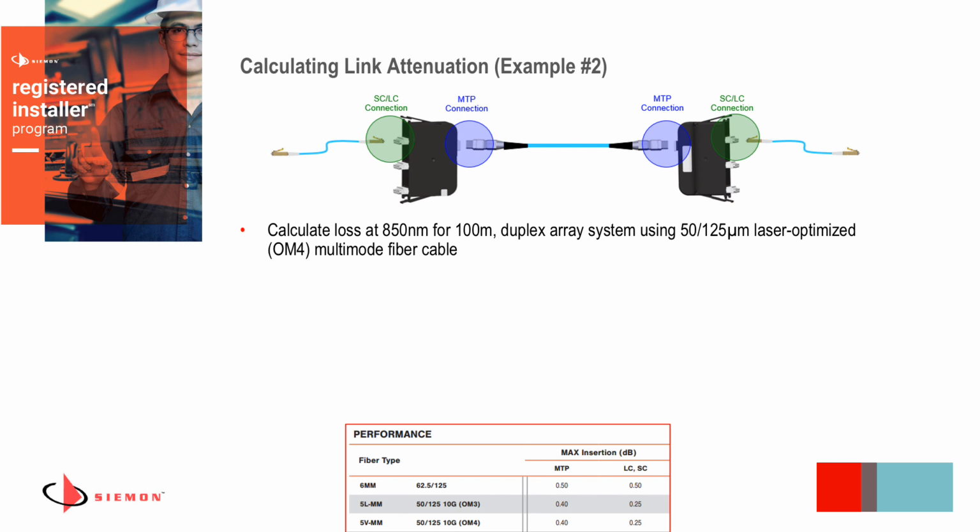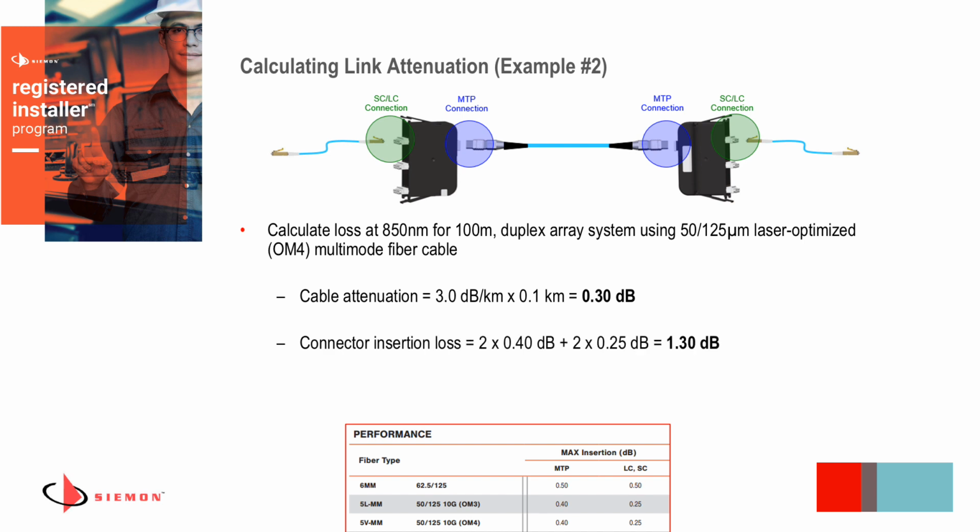Now let's get a little bit more complex. We'll do one with an MPO-based system, an array-based system. We'll do the same loss budget, so 850 nanometers for a 100-meter duplex array system using a 50/125 micron laser optimized OM4 multimode fiber cable. We'll start with the cable performance, and as you remember, OM4 losses are the same as OM3, so it's 3.0 dBs per kilometer. We're doing 100 meters again, so 0.1 kilometers is 0.3 dBs.